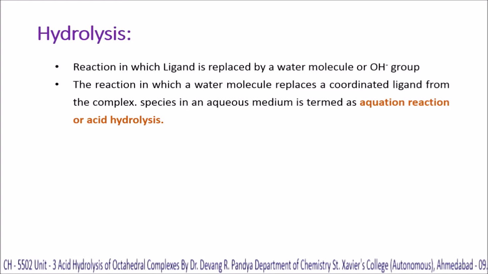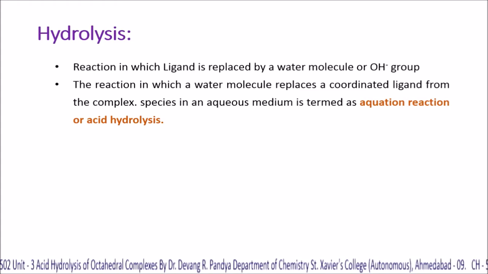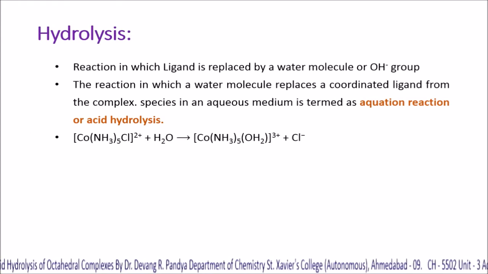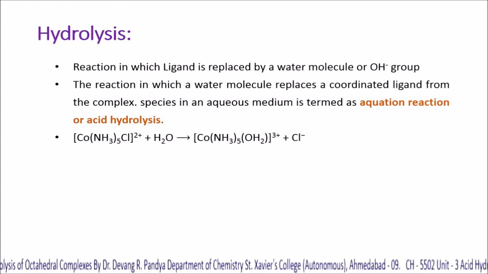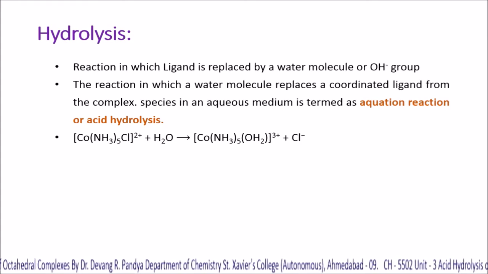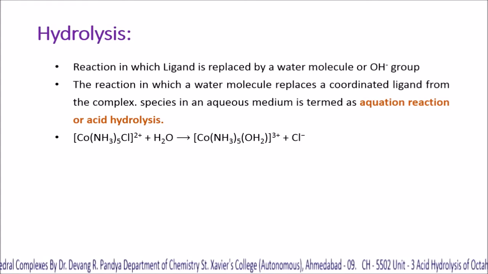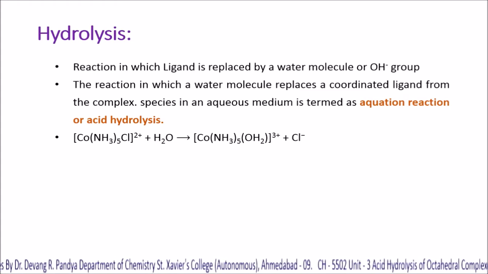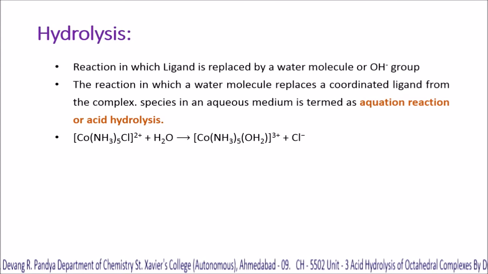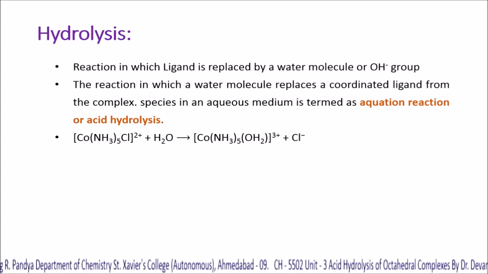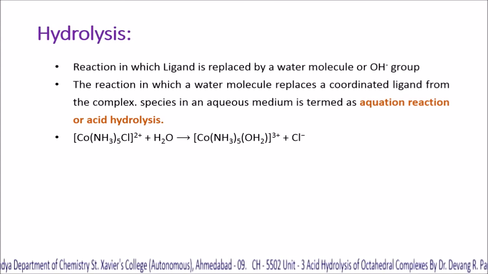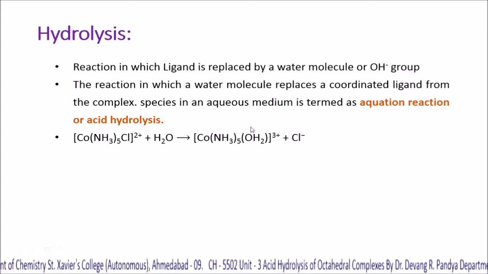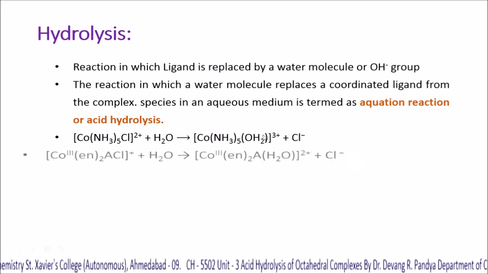So if somebody asks you to explain aquation reaction with mechanism or acid hydrolysis with mechanism, you need to explain the same thing. An example is given over here, that is the pentaamminechlorocobalt(2+) complex and its reaction with water, that is hydrolysis at pH lower than 3, we are going to get the monoaquapentaamminecobalt(3+) complex. Chlorine is substituted during the reaction and the oxidation state increases from +2 to +3. That you need to keep in mind.